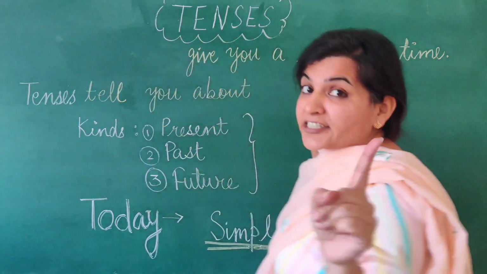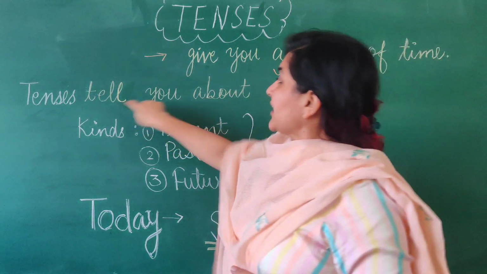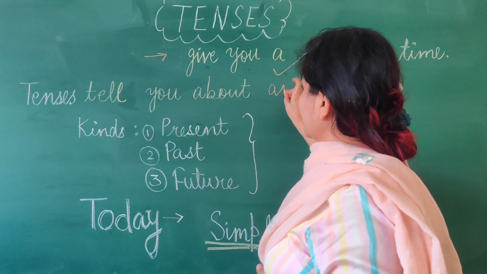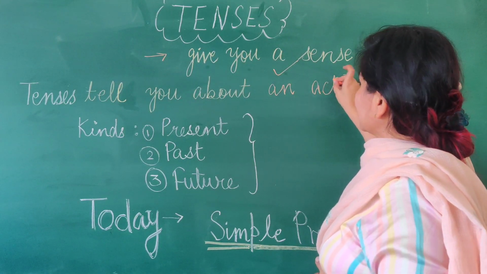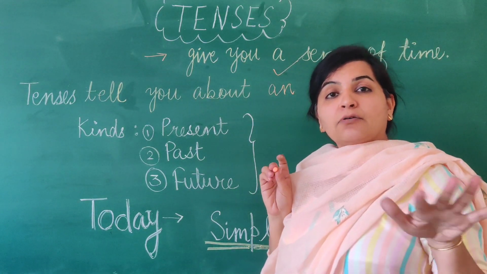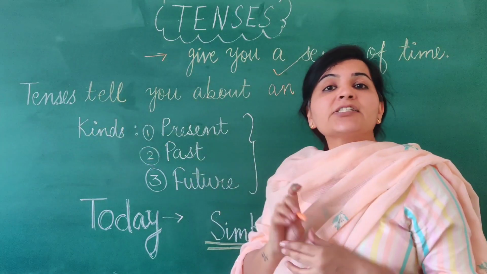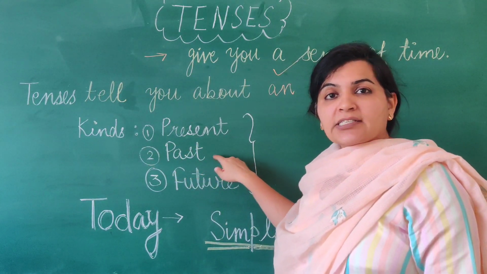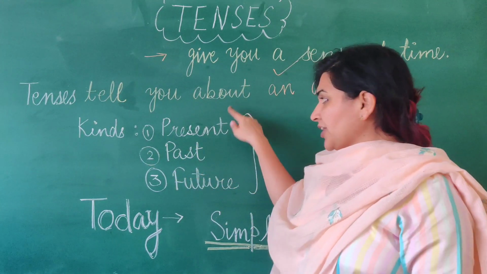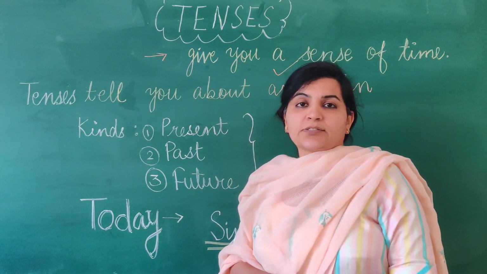Alright, so let's revise this quickly. Tenses give you a sense of time. They tell you about an action. So basically, they tell you about when, so the time of an action. Now there are three kinds of tenses, children. First is present, then it is past, and third is future. You must be aware of all these tenses because we've done this in third and fourth as well.